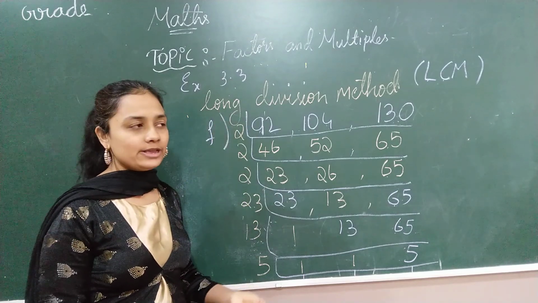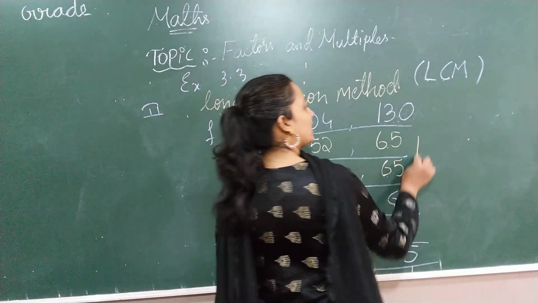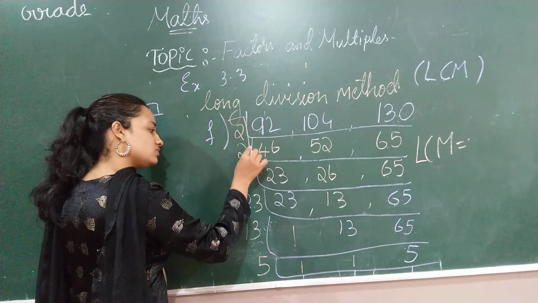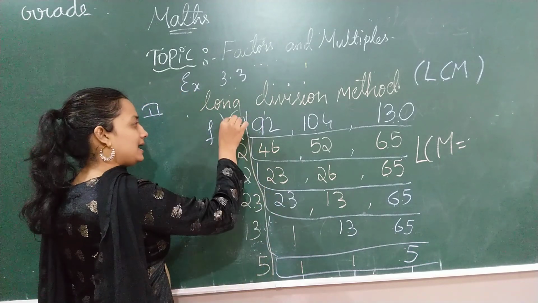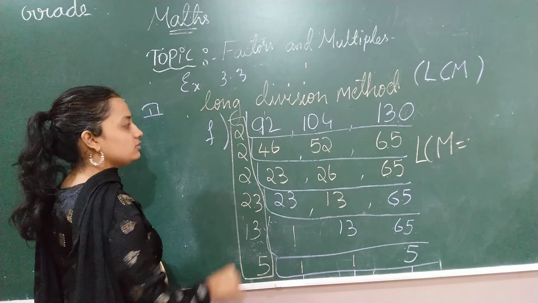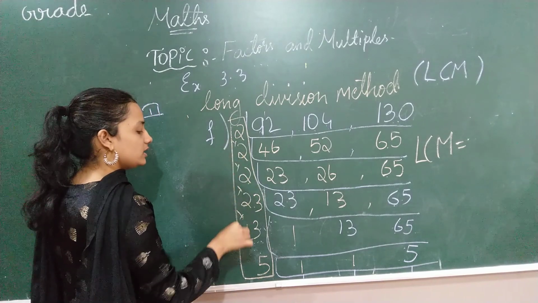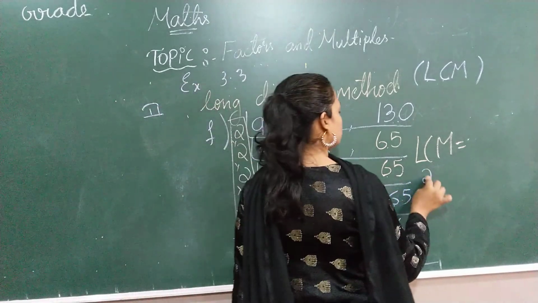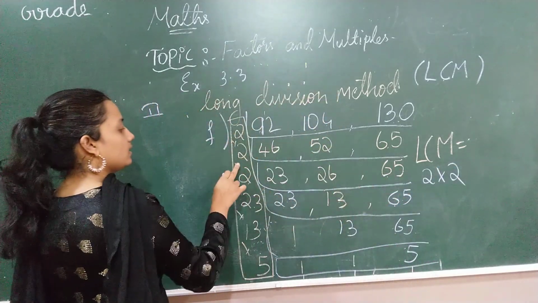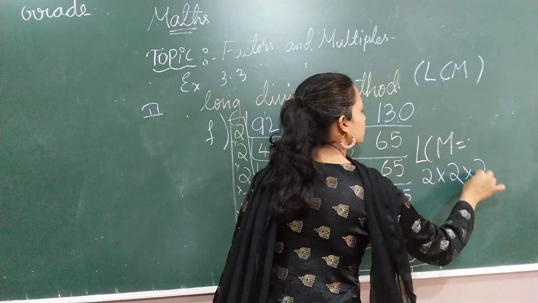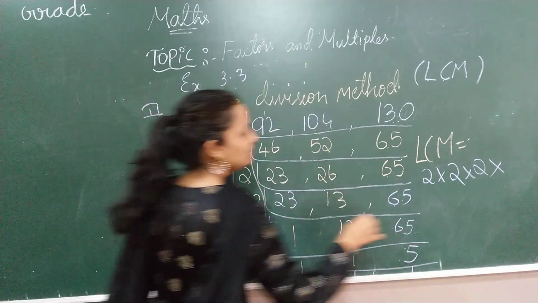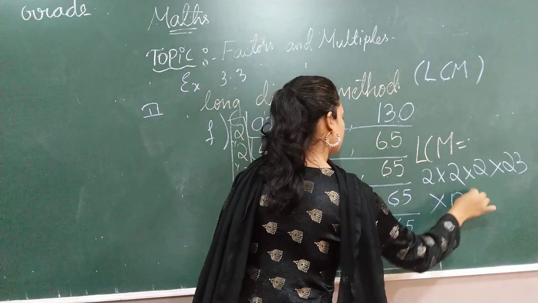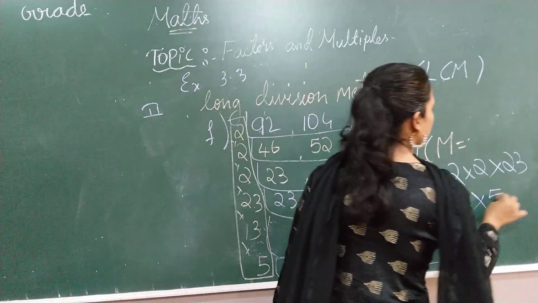Next, how to find the LCM of it. To find the LCM, whatever numbers you have chosen for dividing here, you have to multiply all these numbers to get your answer. So let's start. I have 2 into 2 into 2 into 23 into 13 into 5. So let's multiply all of them.